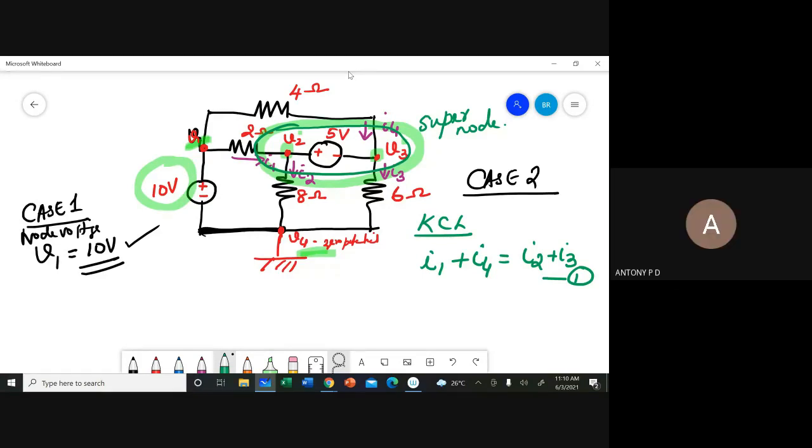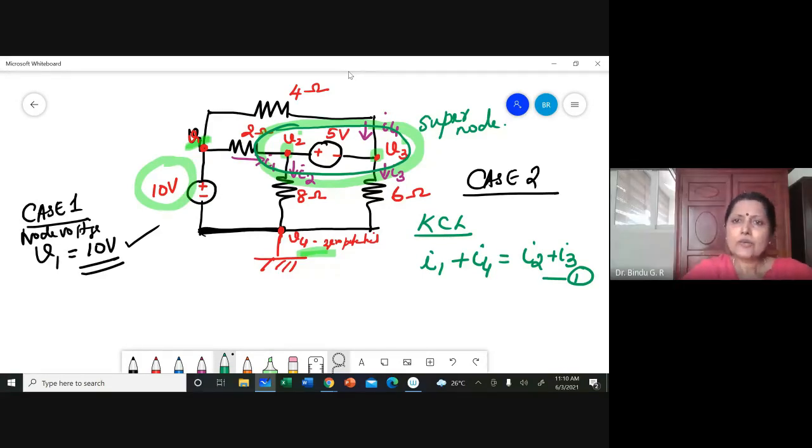No, ma'am. Okay. So you have written KCL as you had written for any other node voltage analysis. But it is not sufficient. You have not brought in that. You do not know the voltage across 5. You do not know V2 and V3 separately.